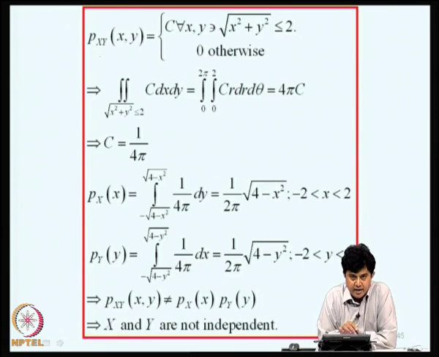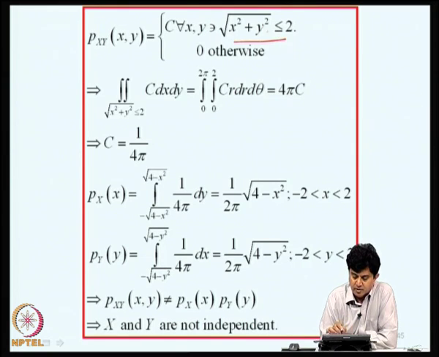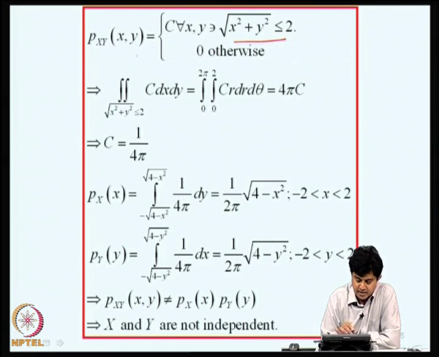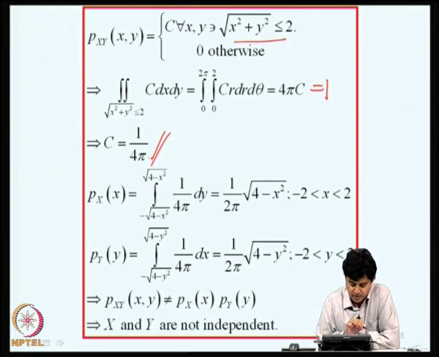Now, we have the joint density function Pxy of x comma y is a constant for x and y belonging to this region, square root of x square plus y square is less than or equal to 2. So, the area under this density function should be equal to 1, that would mean the double integral over the region square root of x square plus y square less than or equal to 2 of c dx dy must be equal to 1, and from that condition I get c to be equal to 1 by 4 pi.